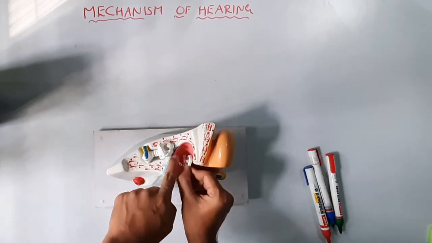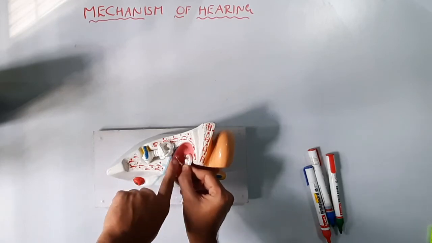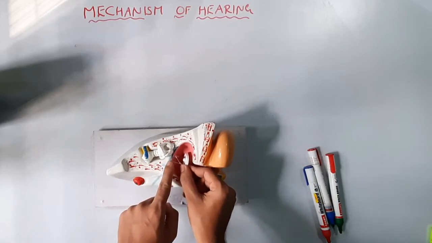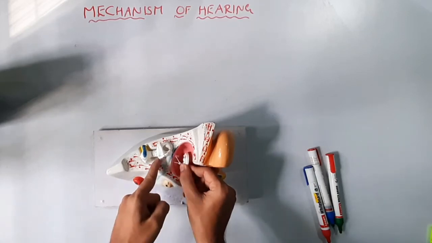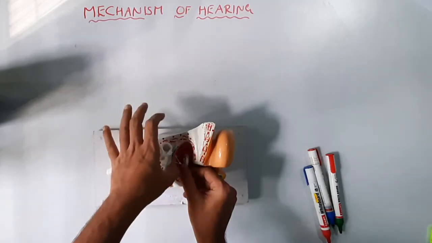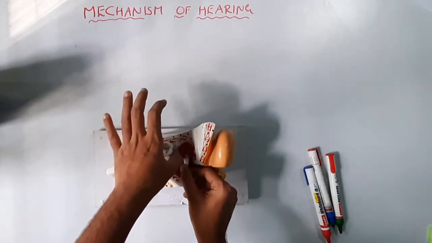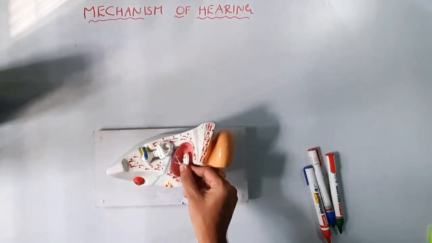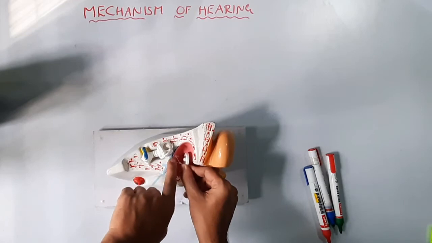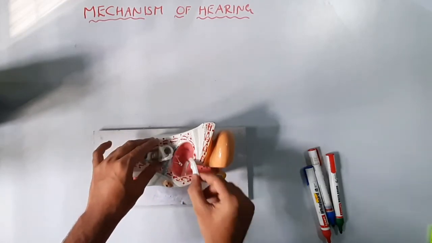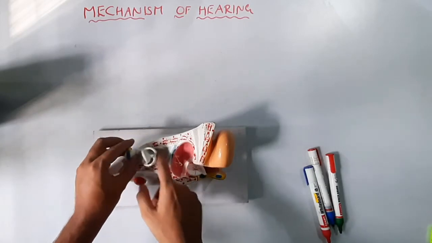This stapes is now attached to this particular inner surface of the middle ear, which is the point of connection between the middle ear and the internal part of the ear. This structure is called the fenestra ovalis, which contains the oval window. Through the oval window, the vibration is now transmitted or carried to the internal ear.